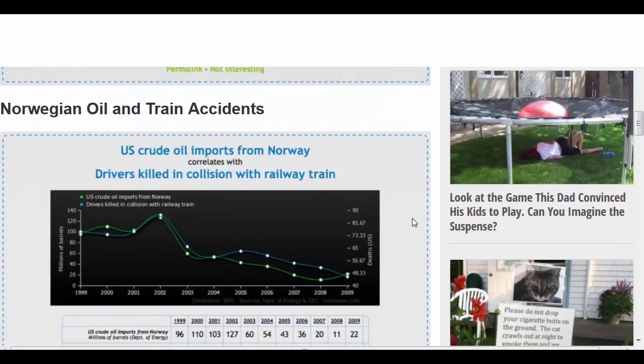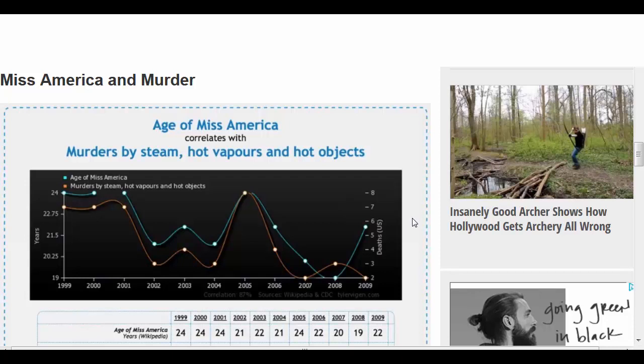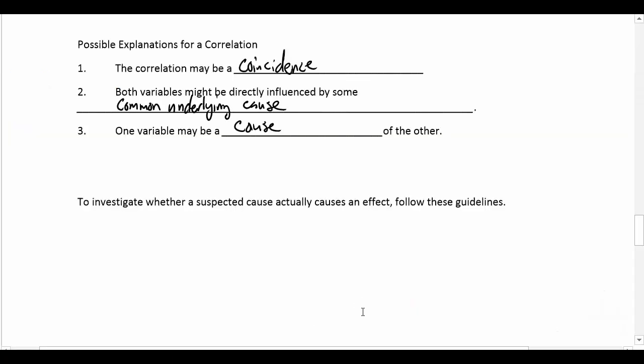Norwegian oil and train accidents: U.S. crude oil imports and drivers killed in collision with runaway trains. You can clearly see there's a pattern. Don't know why those are connected. Miss America's age versus murders by steam, hot vapors, and other hot objects: you can see some sort of defined pattern. So, going back to our notes, just because we see a relationship of some kind doesn't necessarily mean that there's a cause and effect going on.